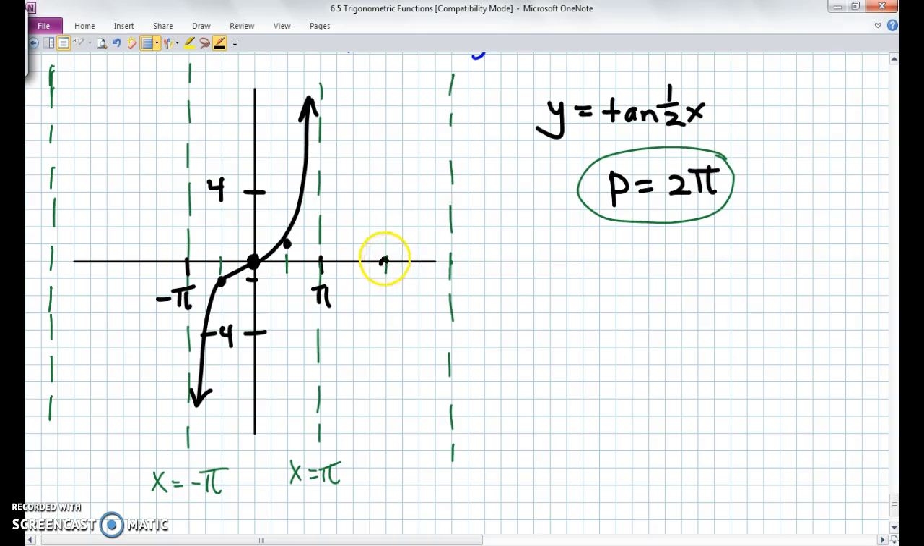The 0 is going to be right in the middle, so you can put the zeros in. They're going to be at 2 pi and negative 2 pi, which you do have room for on your graph.